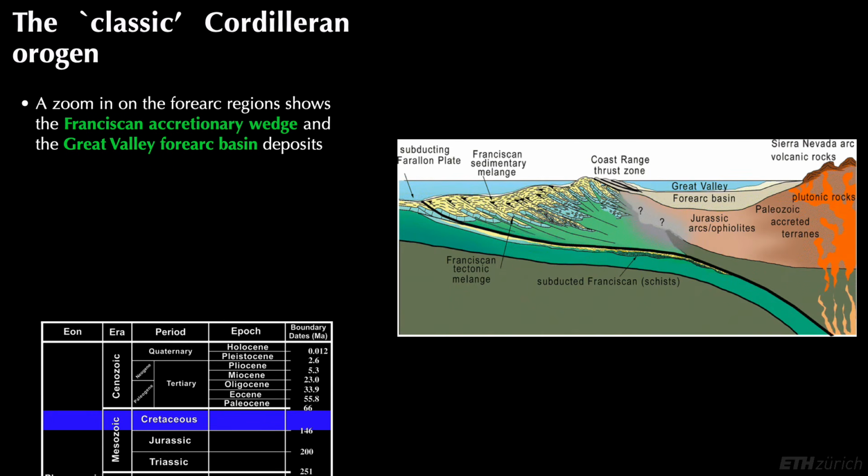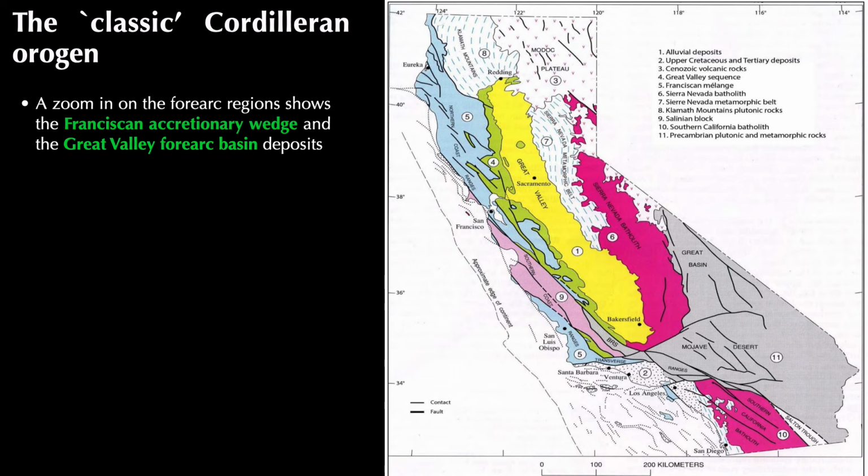If we zoom in a little bit on the forearc region, this is what people envisioned for the Franciscan accretionary wedge and the Great Valley forearc basin. This is what people envisioned this might have looked like in detail to the west of the Sierra Nevada arc. And here are those sequences as they are in map view.